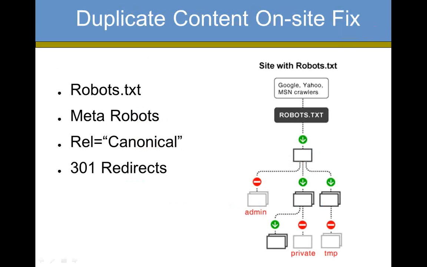Now that you know what duplicate content is and how to find it, you have to know how to fix it. So for on-site duplicate content, there are just a handful of ways to do that. One is using your robots.txt file. This is a file that goes in the root directory of your website, and it's read by all search engines and spiders. And you use this file to say, hey, this portion of my website is off limits. It shouldn't be showing up for any search results.